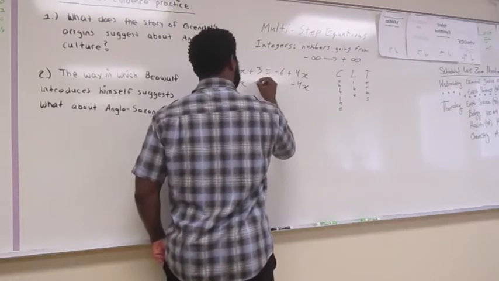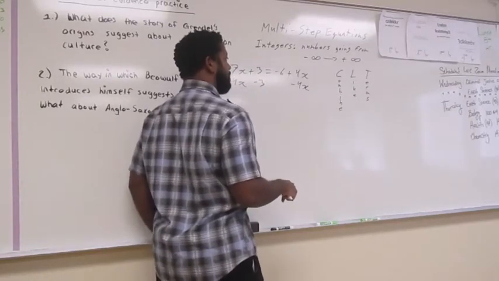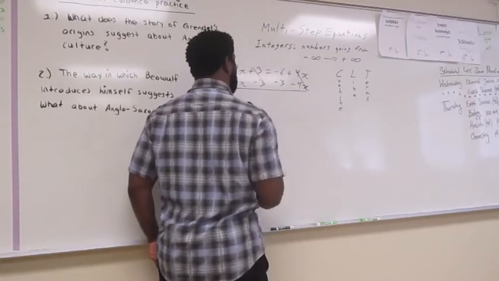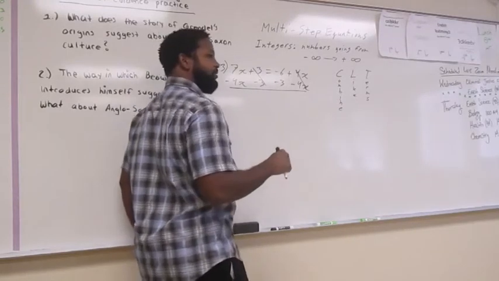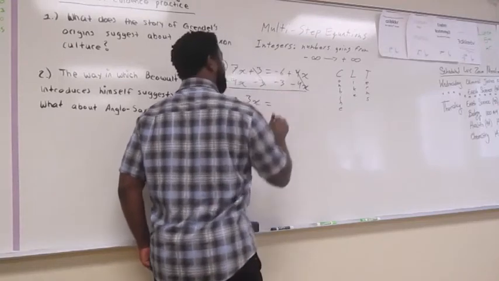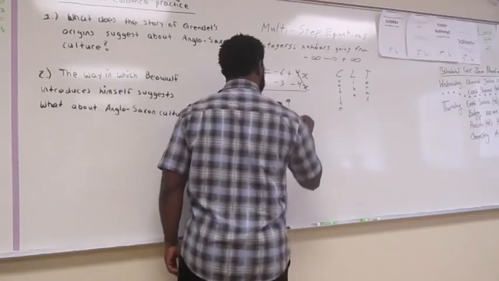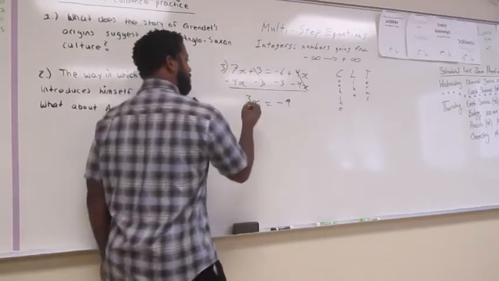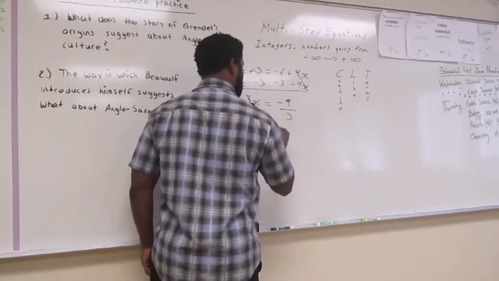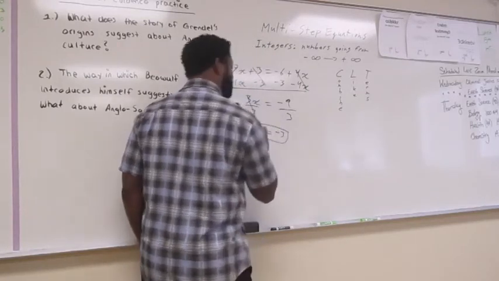So we're gonna subtract this 3 to the other side, right? What are we gonna subtract the 3 from? From the 6, so it's negative 6 minus 3, negative 9. That crosses out, that crosses out. 7x minus 4x is what? 3x. Negative 6 minus 3 is what? Negative 9. And then divide by 3. X equals negative 3. Oh yeah, guys, we did it.